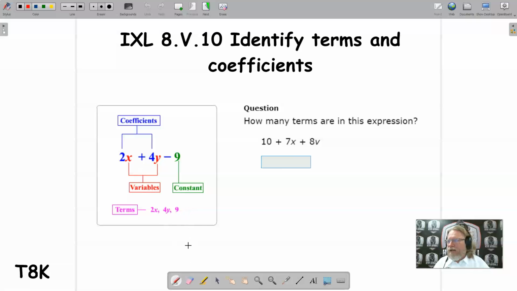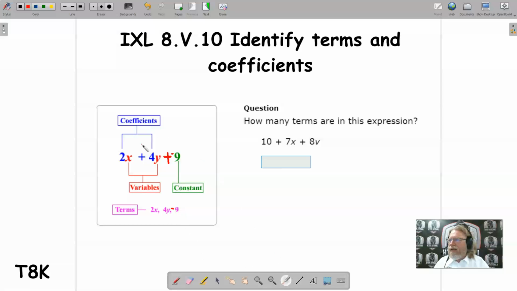I really hadn't looked at it that closely, but as I look at it now, terms are separated by addition signs. So if we think about this, minus 9 should be plus a negative 9, meaning that the term is not positive 9, but it's actually negative 9. So a little bit of a correction there. I didn't catch that whenever I grabbed that graphic. So the terms are 2x, 4y, and negative 9.